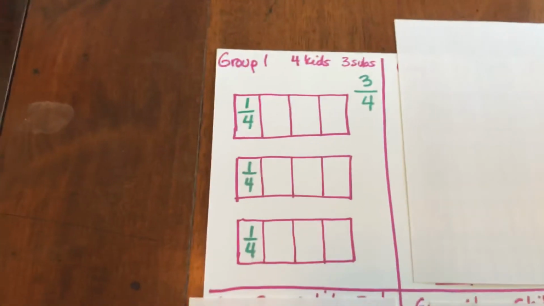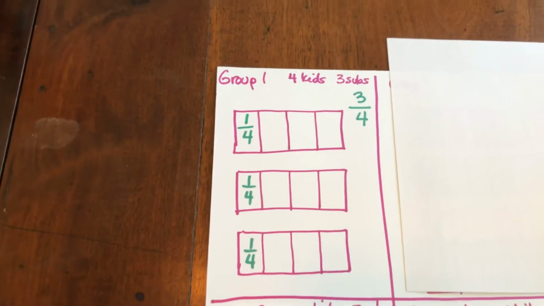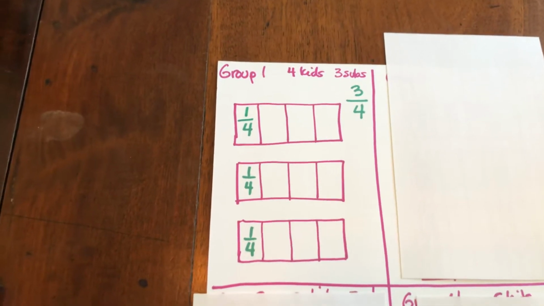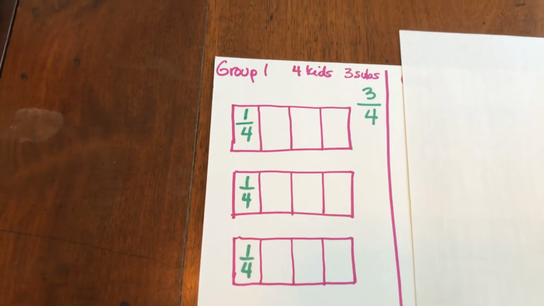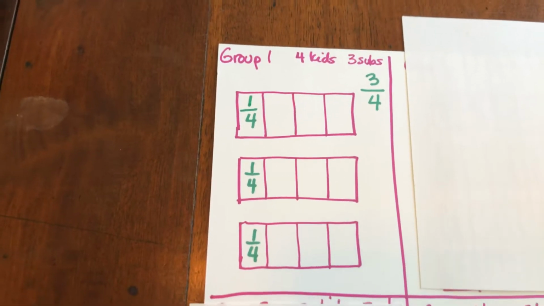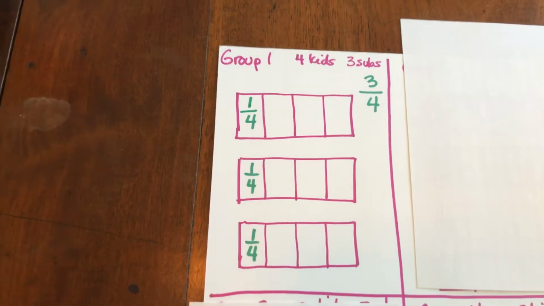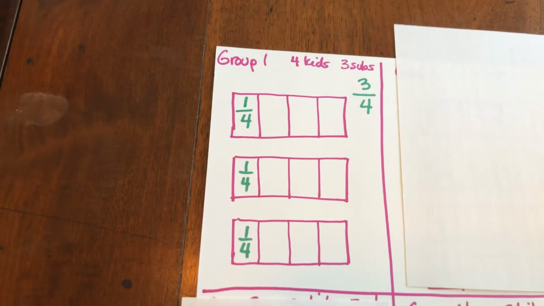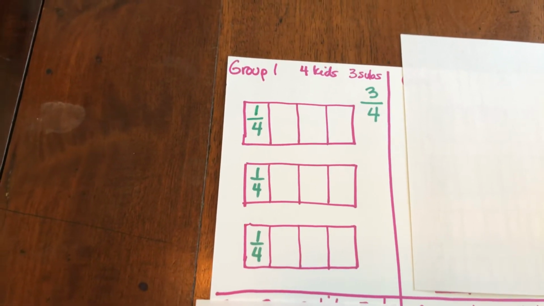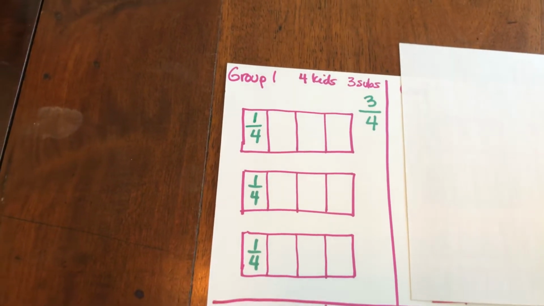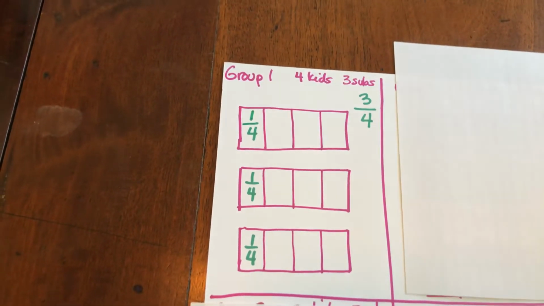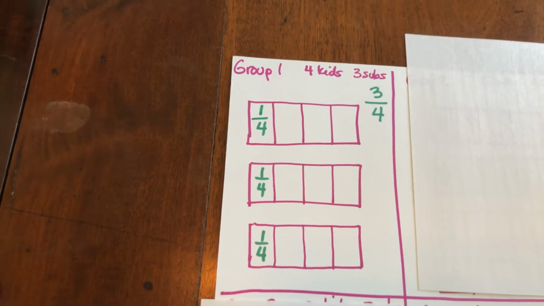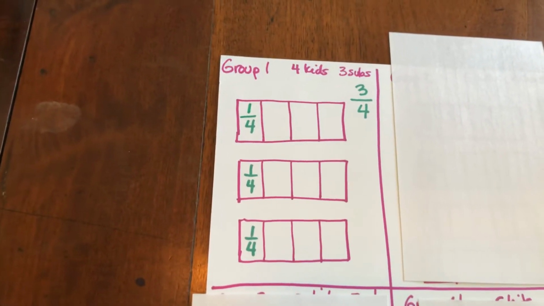So here's what I did to solve the problem. I divided the subs into the number of students in each group. So the first group had 4 students and 3 subs. So I took each of the subs and I divided it into 4 so that each student got 1 of the 4 pieces. And when I added 1/4 plus 1/4 plus 1/4, that meant that each student got 3/4 of a sub.